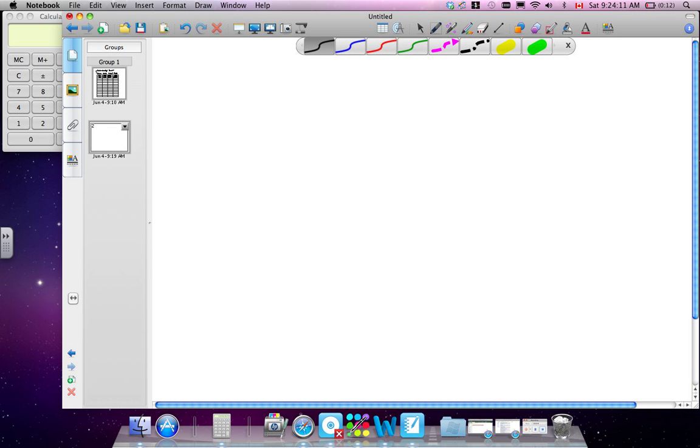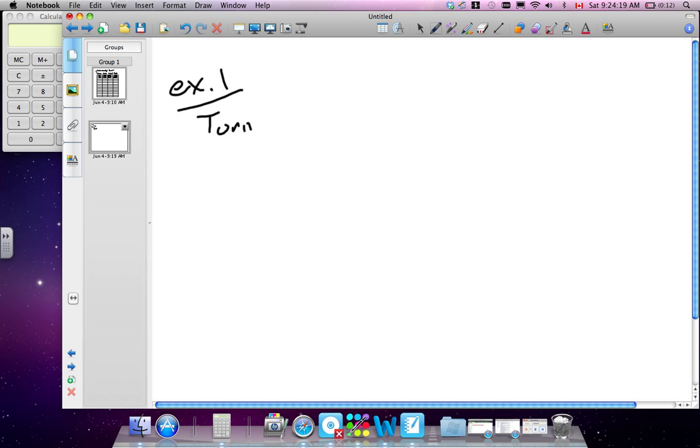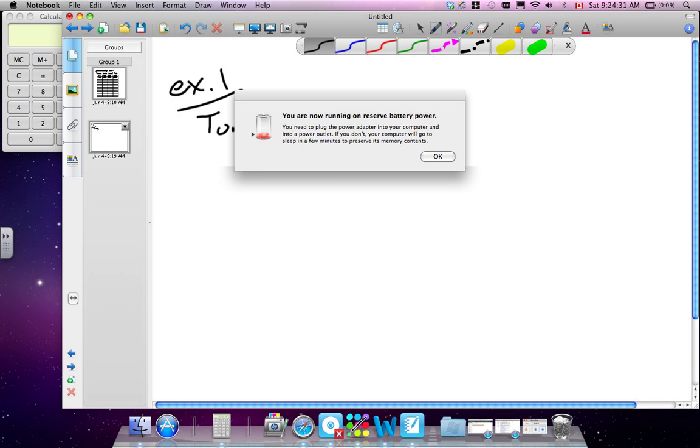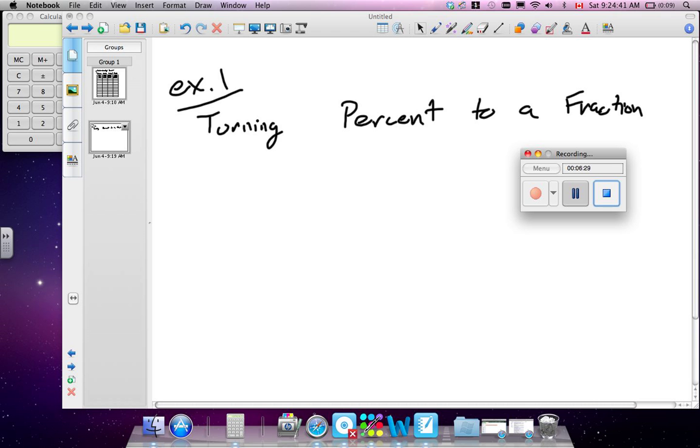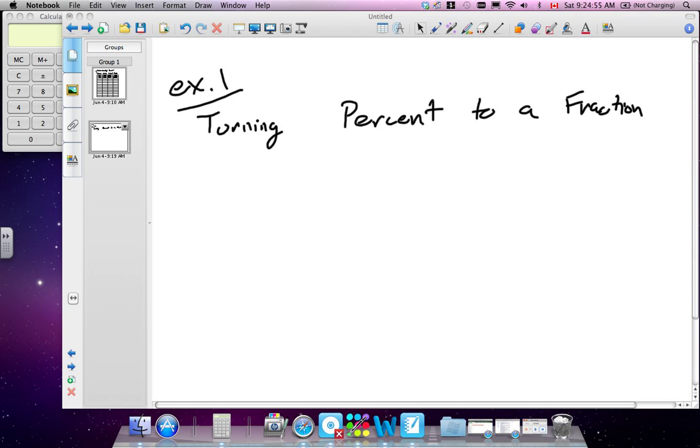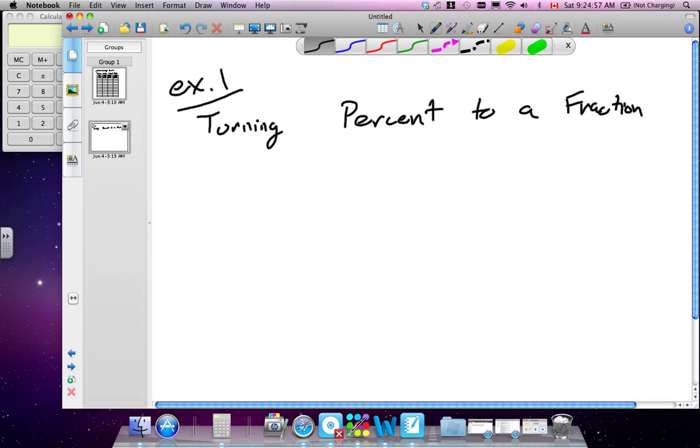So turning a percent to a fraction. Okay, so changing or turning a percent to a fraction. We've already gone over this, but let's do another one. Let's say we have the number 50. Okay, we have 50%.